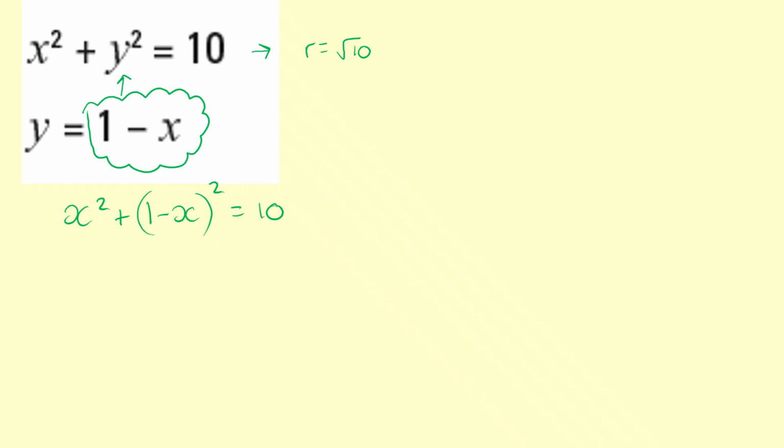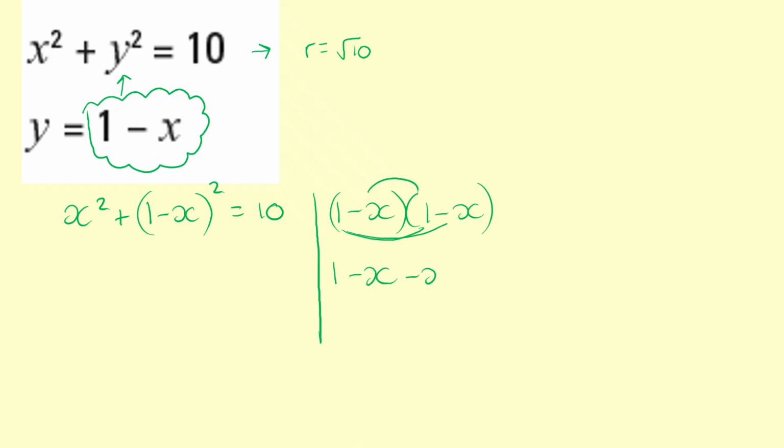So I'm just going to expand that to the side. So (1 minus x), you can probably just do that in your head, but I will go through the method anyway. So 1 times 1, which is 1. 1 times negative x is negative x. Negative x times 1 is negative x. Negative x times negative x is a positive x squared. So let's pop that back in. We have x squared. I'm going to do it in order of the x powers. So x squared, this is going to give you minus 2x, add 1 equals 10.